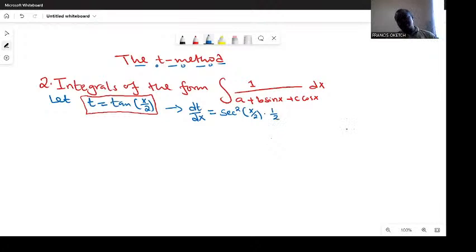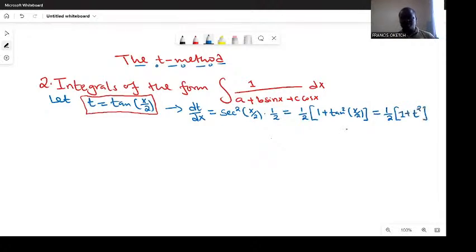But you know sec squared can also be written as 1 plus tan squared. So this can be written as 1 over 2 into 1 plus tan squared of x over 2. And you know tan x over 2 is t, so we want tan squared of x over 2, so we square that, that will be t squared. So this thing can now be written as 1 over 2 times 1 plus t squared.